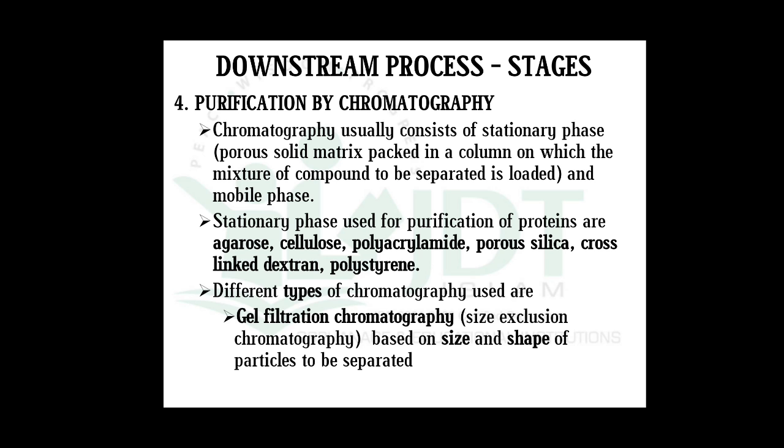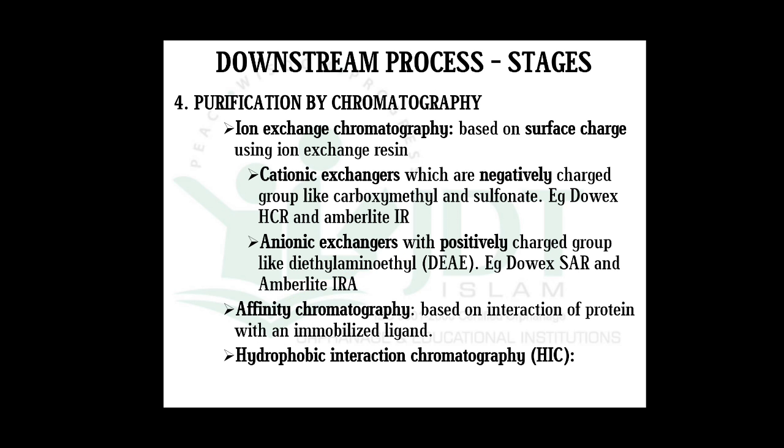Now different types of chromatographic methods are used for purification. First one is gel filtration chromatography, in which the separation or purification of protein is based on size exclusion, or based on the size and shape of the particles to be separated. And another chromatographic method is ion exchange chromatography, which is based on the surface charge using ion exchange resin. In ion exchange chromatography, we can use either cationic or anionic exchangers.